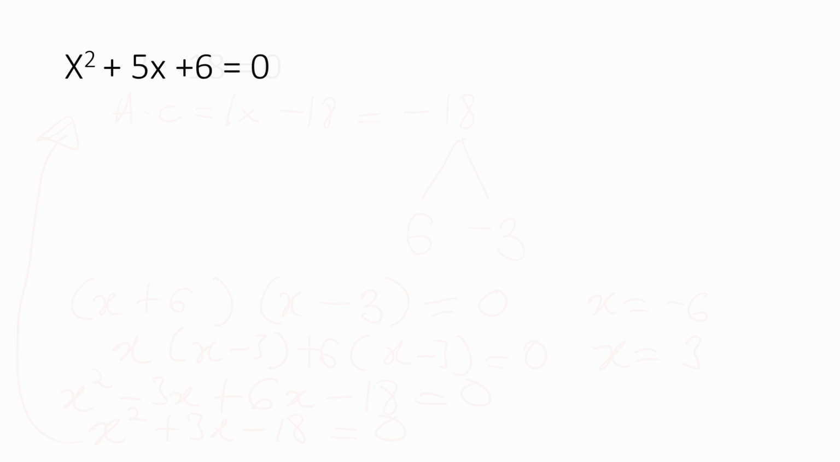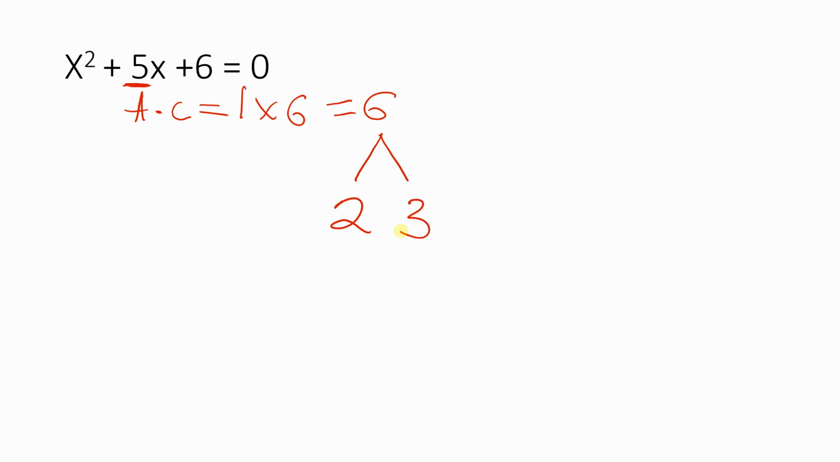So let's have another try. So this time around, we've got x squared plus 5x plus 6 equals 0. So again, following the same steps, we find a times c, and that gives us 1 times 6, and that is 6. So the next thing we do is to find the factors of 6 such that when added together gives us b, and our b is 5. So our factor of 6 that adds up to 5 would be 2 and 3. Both of them are positive numbers. So 2 plus 3 gives us 5. 2 times 3 gives us 6.